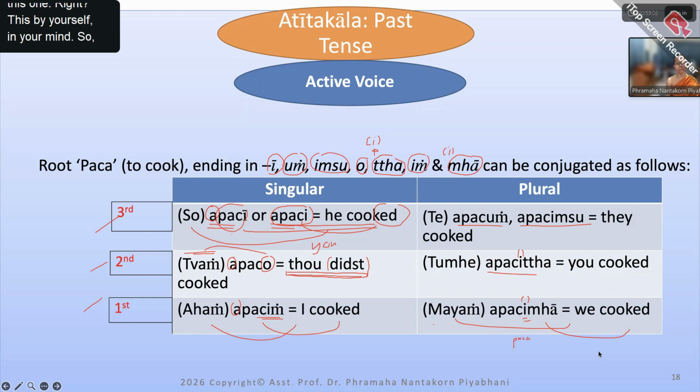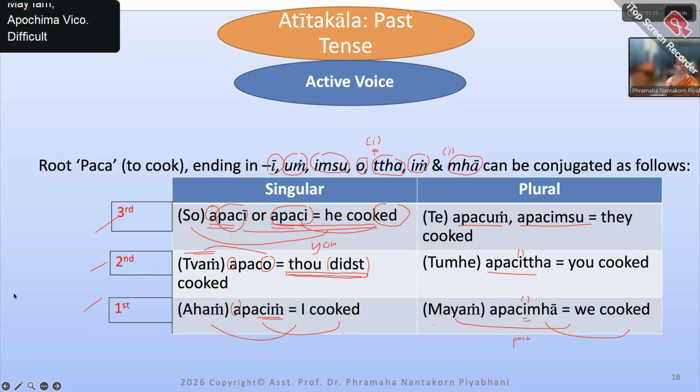So, appaji, third person singular for the past tense: appaji, he cooked. They appachum, they appachimha, they cook. Second person singular, plural: tumhe appajo, you cook. Tvam appachita, you cook. First person, aham appachim, I cook. Mayam appachimha, we cook.